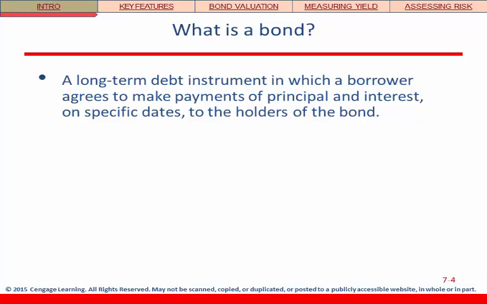Okay. So to make sure we really understand what's going on, the first thing we want to understand are some key features of bonds. So what is a bond? A bond is a debt security that's used to borrow money, usually from a government or a corporation.